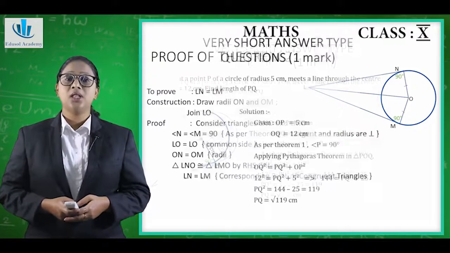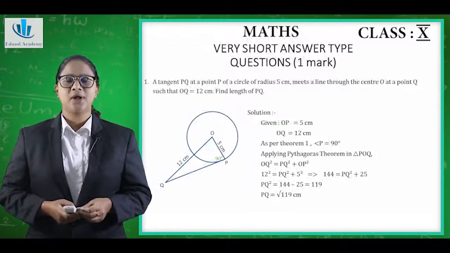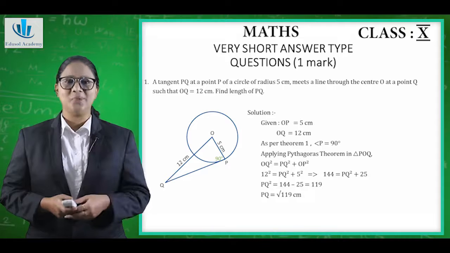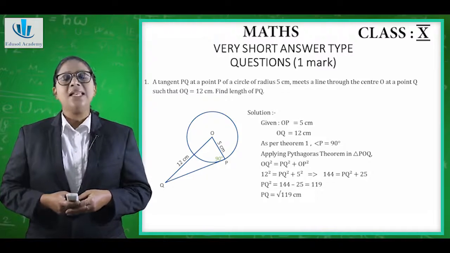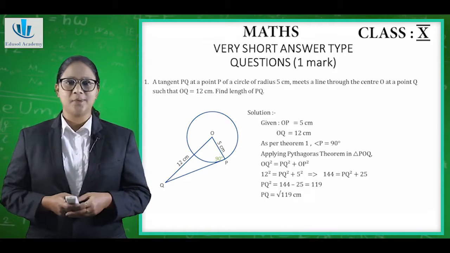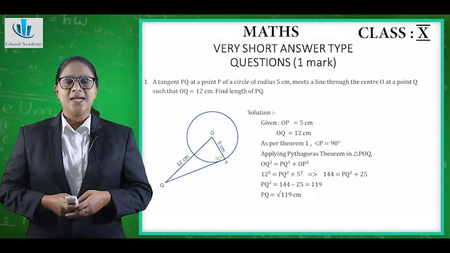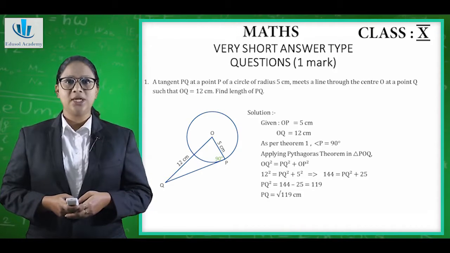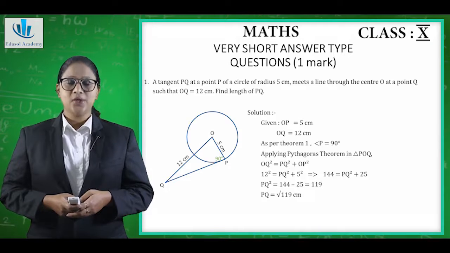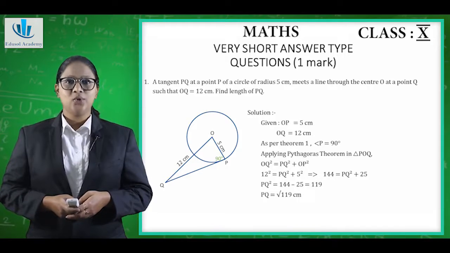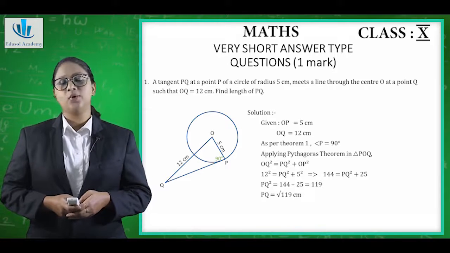Now that we are done with learning the concepts, it's time for us to apply the concepts to the numericals. So let's begin. Let's start with very short answer type questions carrying 1 mark each. The first question: a tangent PQ at a point P of a circle of radius 5 cm meets a line through the center O at a point Q such that OQ is equal to 12 cm. Find the length of PQ.